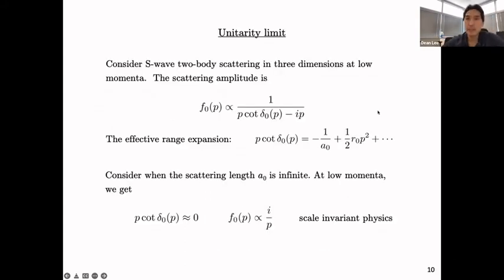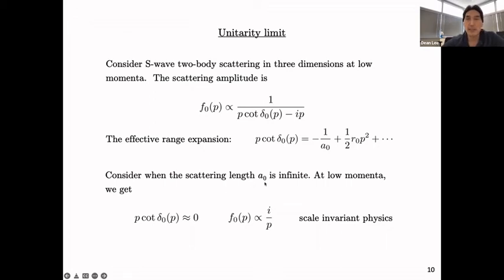Okay, so now let me talk to you about some results. Let's suppose we're considering what's called the unitarity limit. So we consider S-wave two-body scattering in 3 dimensions at low momenta. Then the scattering amplitude is 1 over p cotangent delta minus ip. And then at low momenta, we can do an effective range expansion of p cotangent delta in terms of the scattering length a0 and the effective range r0.